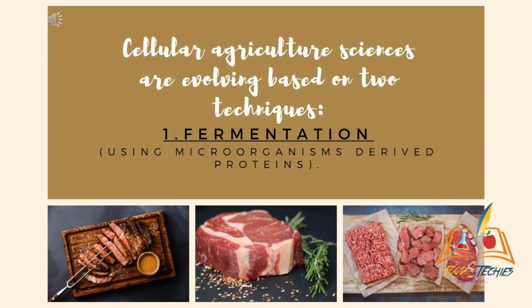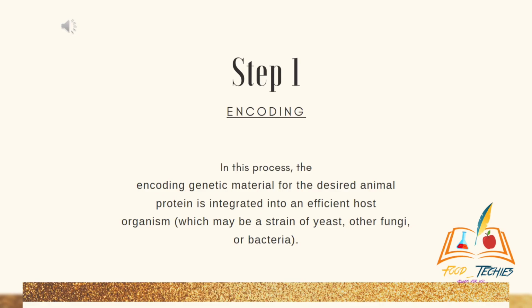Cellular agriculture sciences are evolving based on two techniques. The first one is fermentation, in which we use microorganism-derived proteins. Step 1 of the fermentation process is encoding. In this process, the encoding genetic material for the desired animal protein is integrated into an efficient host organism, which may be a strain of yeast, fungi, or bacteria.